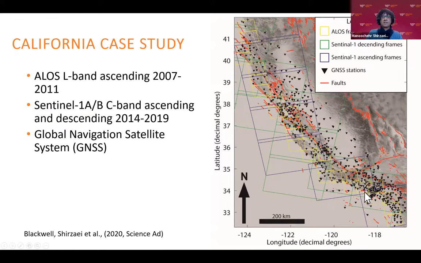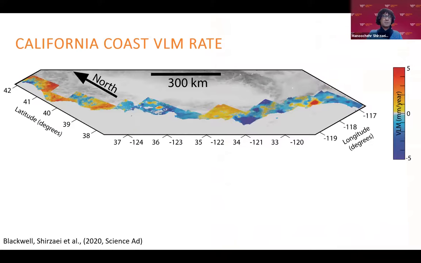So there are lots of satellite data. These squares or rectangles are footprints of different satellites, triangles are different locations of the GNSS stations. So a combination of all these data sets gives us a robust estimate of the vertical land motion over the course of almost 10 years, from 2007 through 2019.